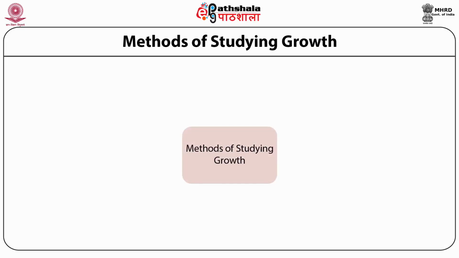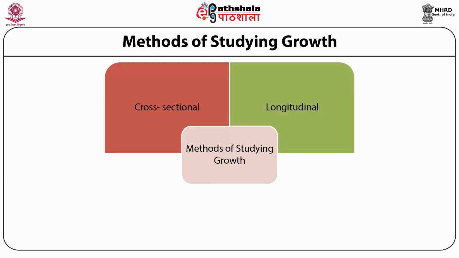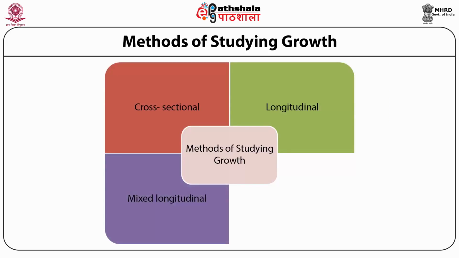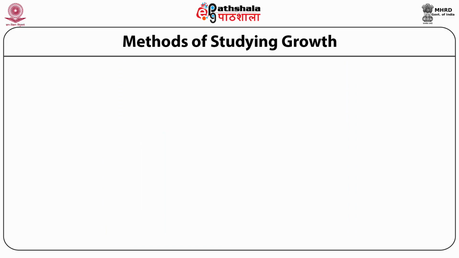What are the various methods of studying growth? There are different methods of studying human growth. Some of the important ones are: 1, cross-sectional method; 2, longitudinal method; 3, mixed longitudinal method; and the 4th, extended longitudinal method. What is cross-sectional method?